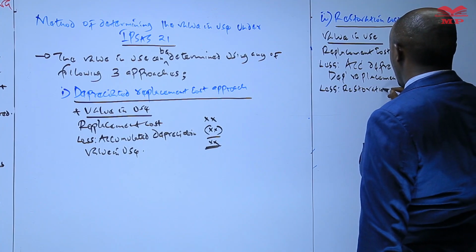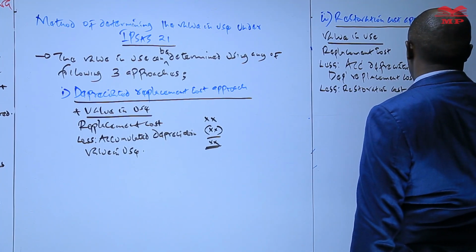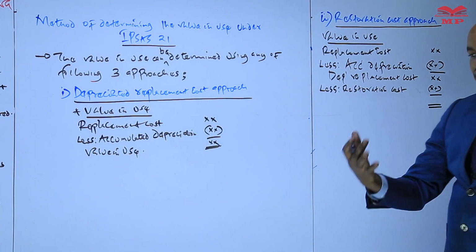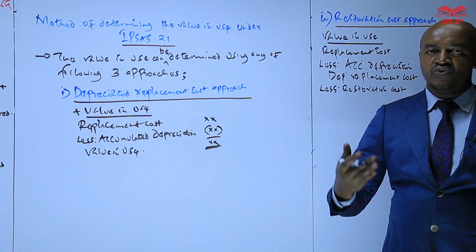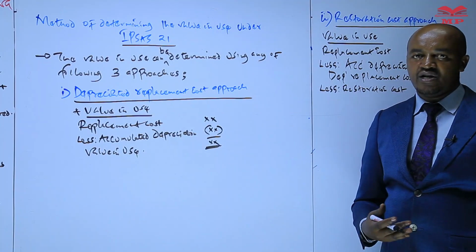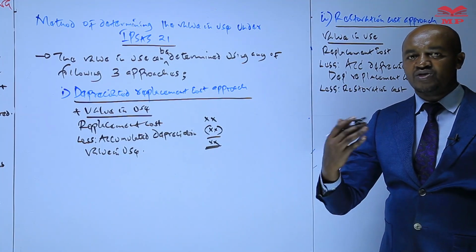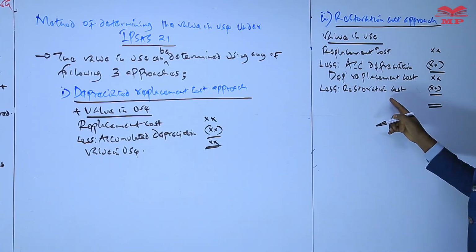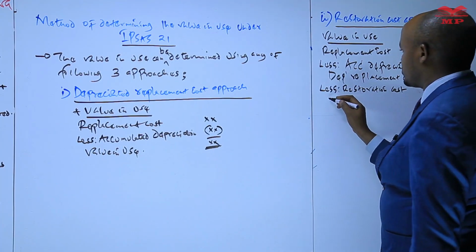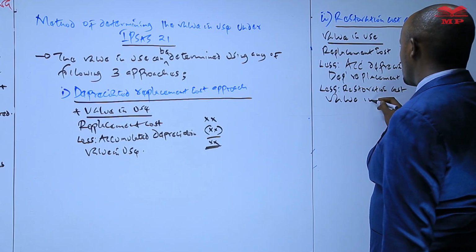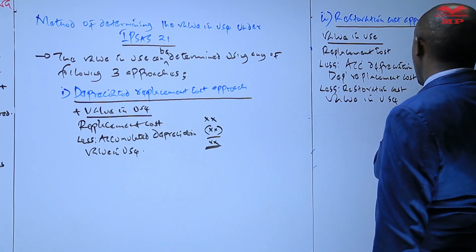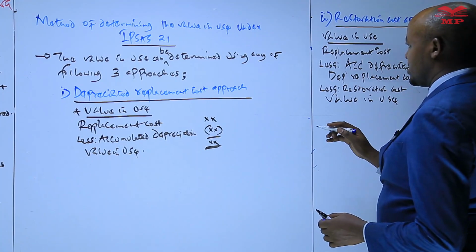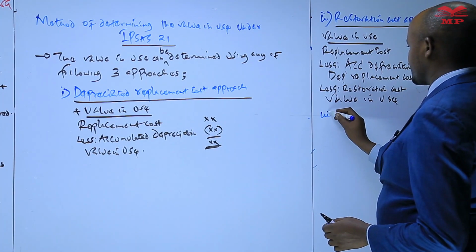So what is the restoration cost? The restoration cost is the cost which is incurred by a public sector entity in terms of restoring an asset to its pre-impaired state. It's a cost which will be incurred to restore the asset how it was before it was impaired. Generally, this is the repair cost. Whatever you have here is now what we refer to as the value in use.